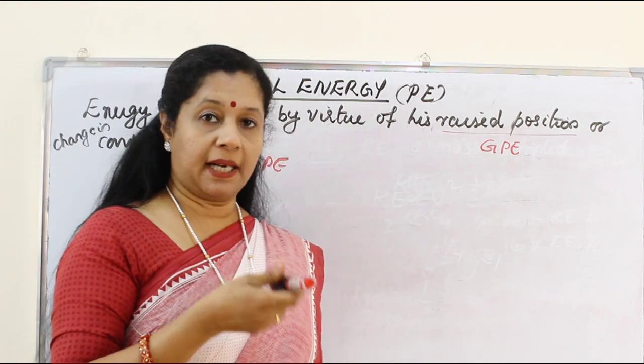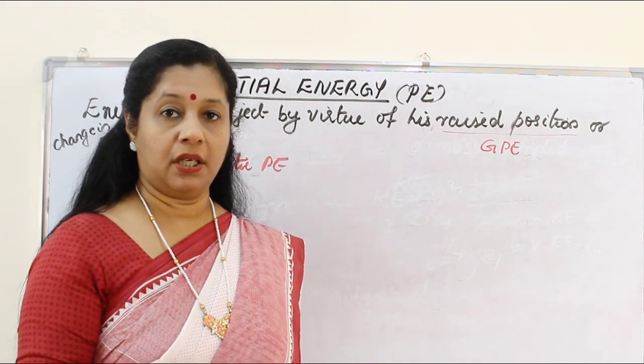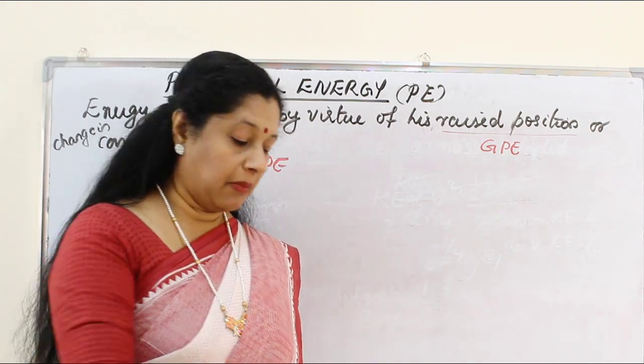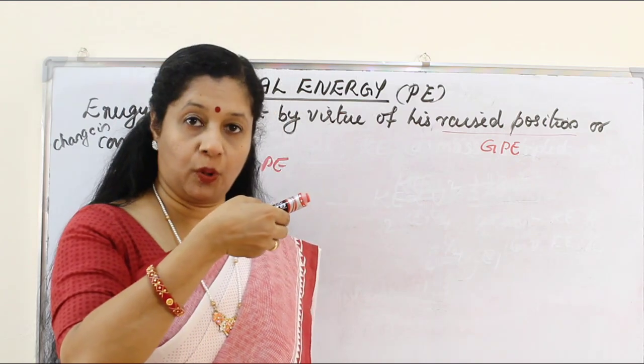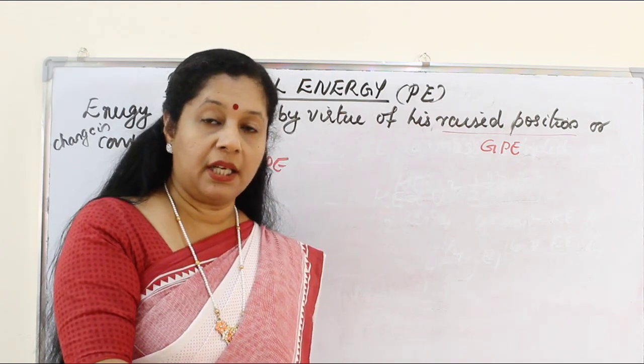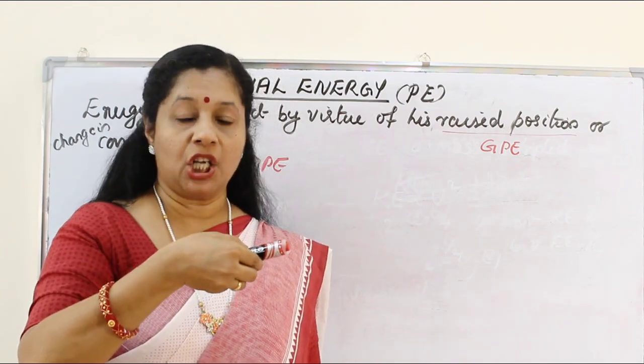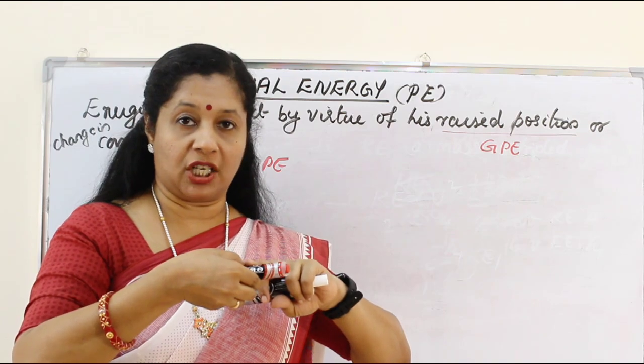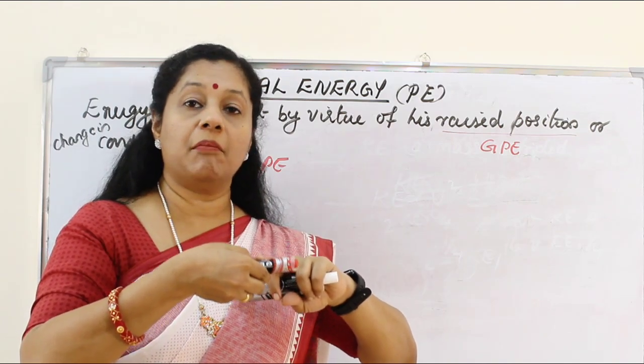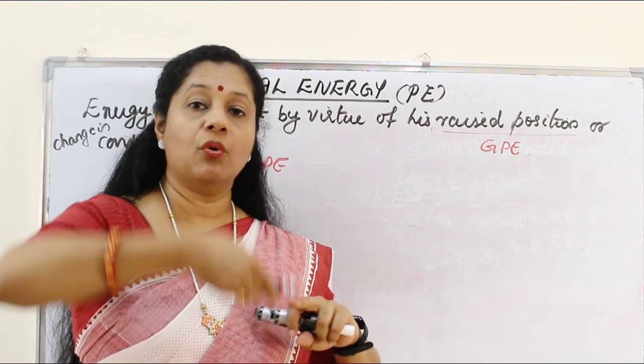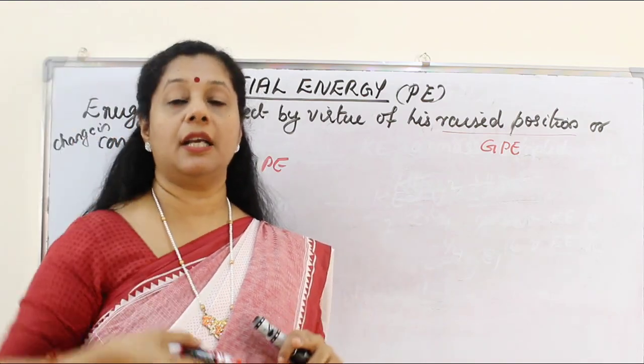See, if this pen is lying on the ground, it does not have energy. But when I pick it up from the floor, I am doing some work in order to bring it up to a height. So that body will possess energy. That energy is the potential energy of the body. The more I lift up, the more energy it possesses.